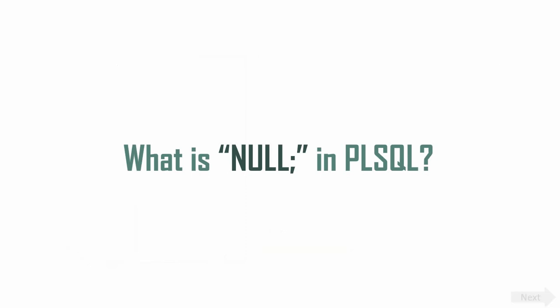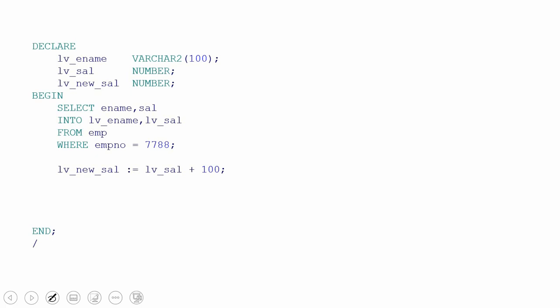First let us take a very simple anonymous block. Here is a very simple anonymous block where I have declared three variables: lv_ename, lv_salary, lv_new_salary. And I have written two statements: one SQL statement, one PL/SQL statement.